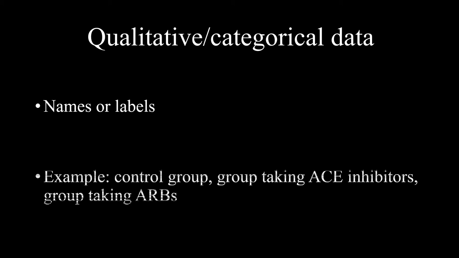Qualitative or categorical data is the data which includes names or labels. For example, a control group, group taking ACE inhibitors, or group taking ARBs.